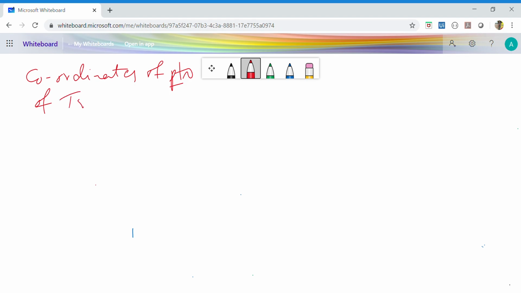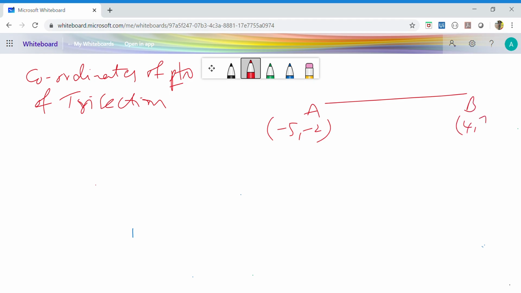Find the coordinates of the points of trisection of the line segment joining A of minus 5 comma minus 2 and B of 4 comma 7. Line segment only I am drawing directly. So you have to find the points of trisection.